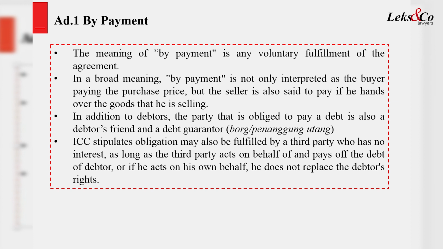Or if you don't act on the debtor's behalf but on your own behalf, you cannot replace the debtor's right, yeah, because it is weird if somebody just repays our debt and then suddenly replaces all our rights as debtors when we don't approve it anyway, right? We don't know it. But if we know, we approve it, and this third party acted on our behalf, of course, that will be another story.